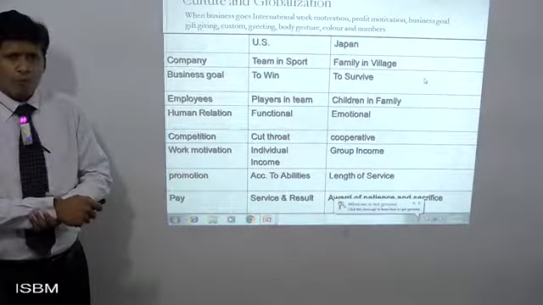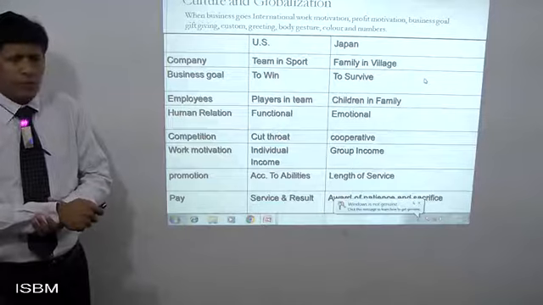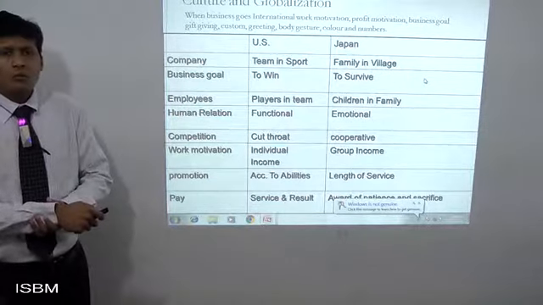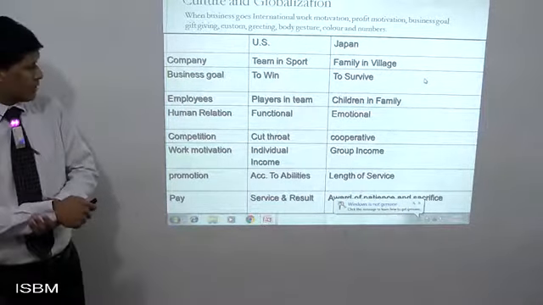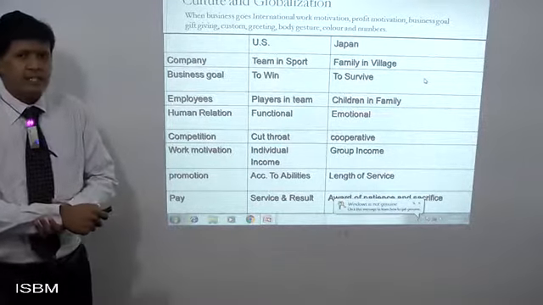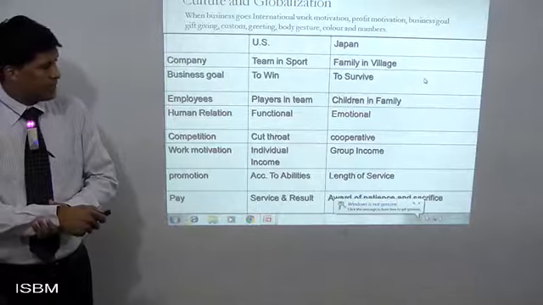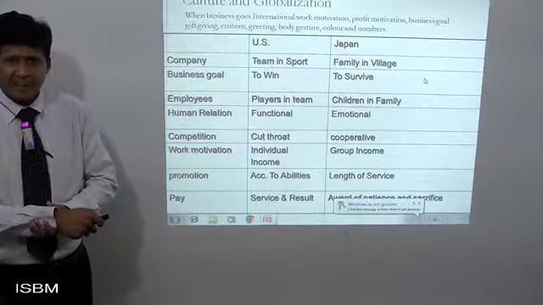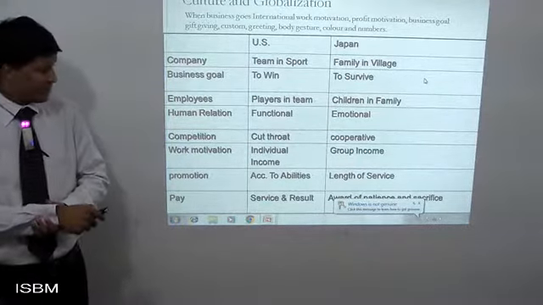Two, business goal. When you see sport, being competitive, the business goal is to win. Here, to survive. Employees refers to players in a team. Here it refers to children in a family. Different, so very different, yes.